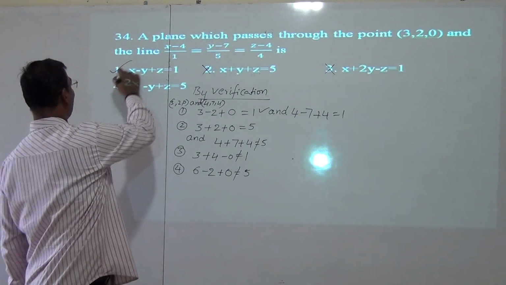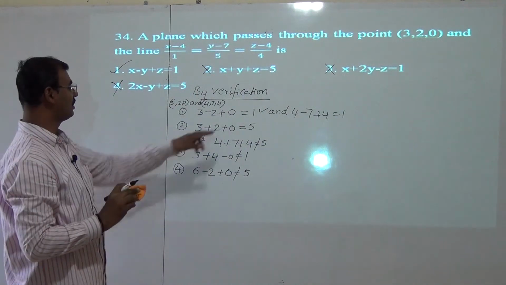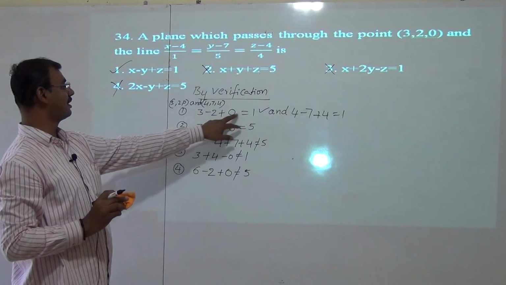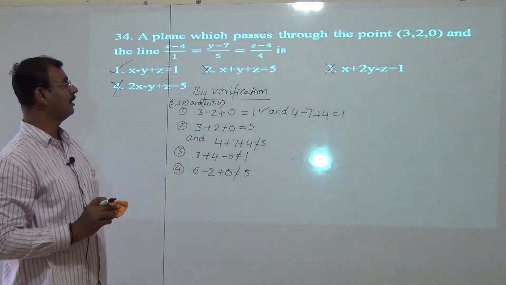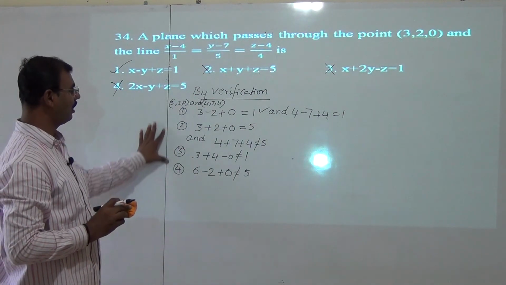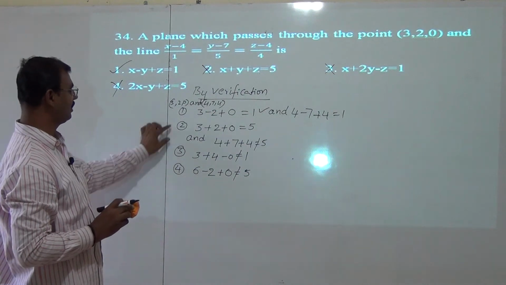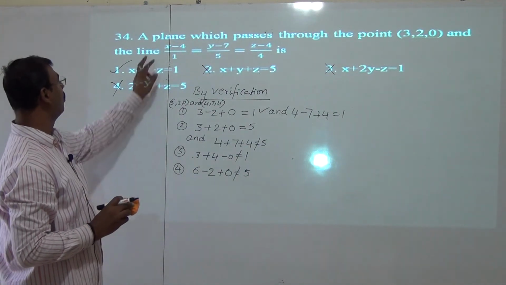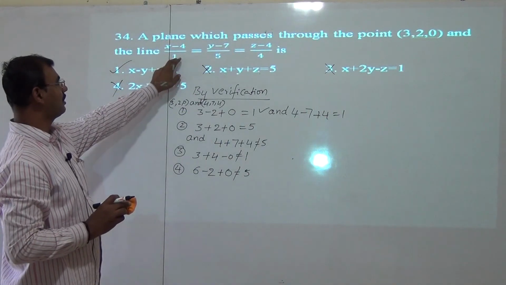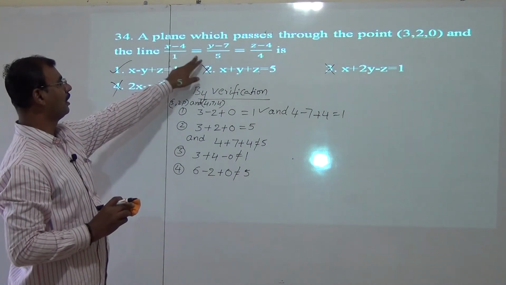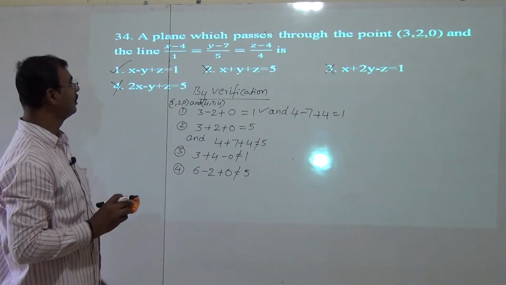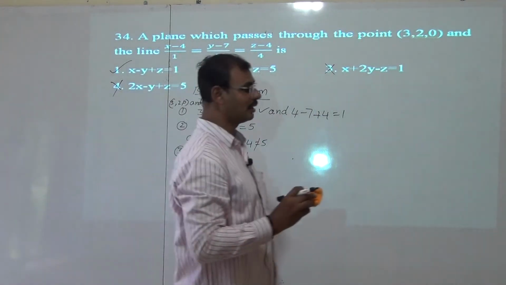So the answer will be the first one only. A mistake was done here, so don't do that. 3 minus 2 plus 0 is equal to 1, so it is satisfied. Hence the answer will be the first one. By the verification method we have to do it like this. The remaining three options are not satisfied; only the first option is satisfied. This is the answer. Otherwise, we have to find any point on the line that is also on the plane. Okay, next we are going to the next problem.